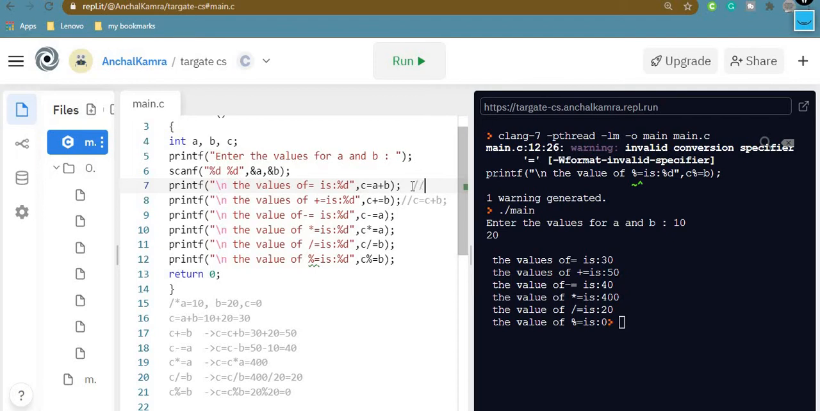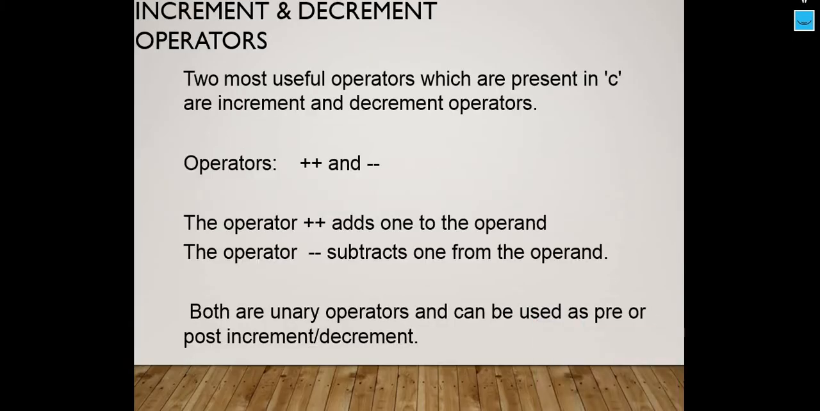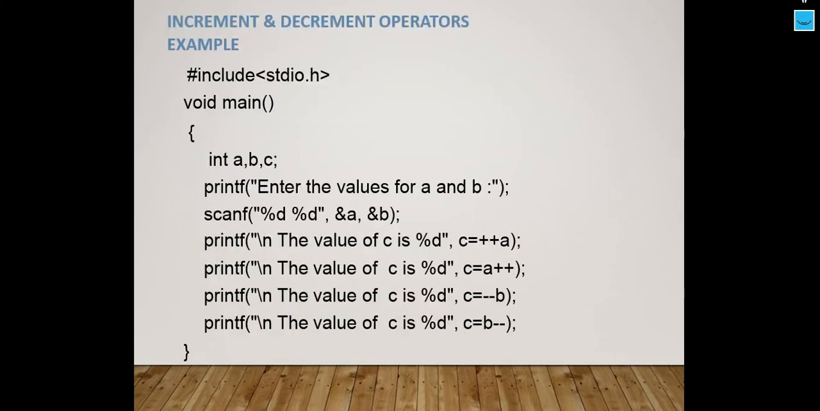Now let's move to the next operator. Okay, next comes the increment and decrement operator. Two most useful operators which are present in C are increment and decrement operators. These are written as plus plus or minus minus. Both are unary operators and can be used as pre and post increment or decrement operators. So this is our example.